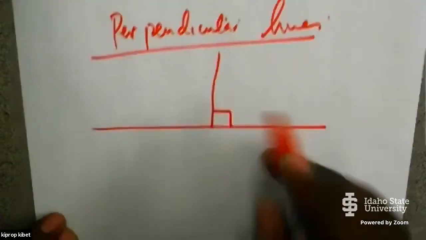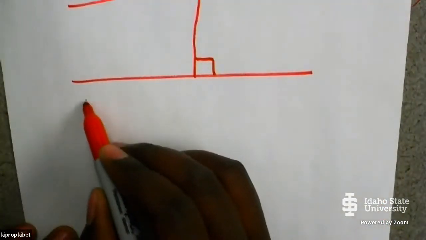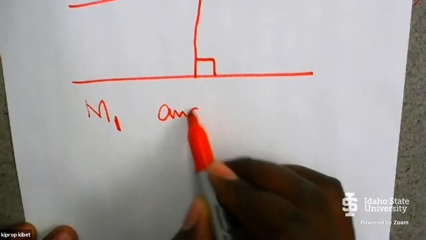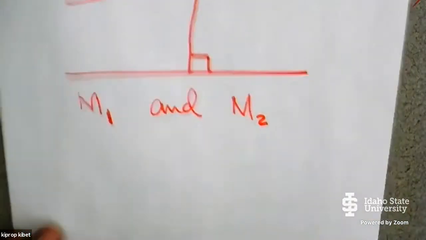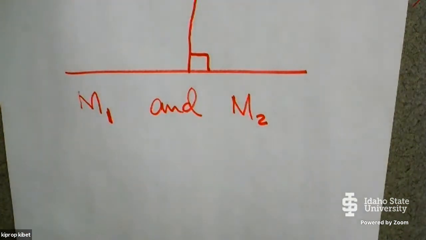Now, the gradient of line 1, which is M1, and the gradient of line 2, M2, are different. So the two gradients are different. So you have two equations which have different gradients. That means they are not what? Parallel. So either it will be perpendicular. If you have different gradients, then you can check whether it is perpendicular by doing what?